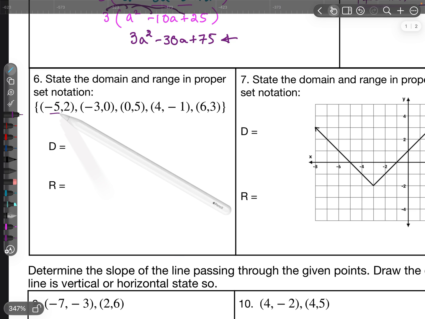Domain. Domain is just the x values. Right? This is a function.